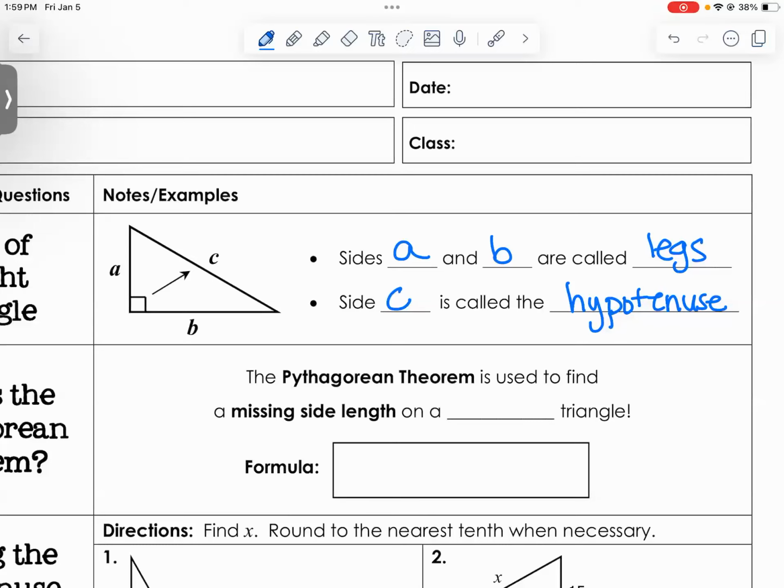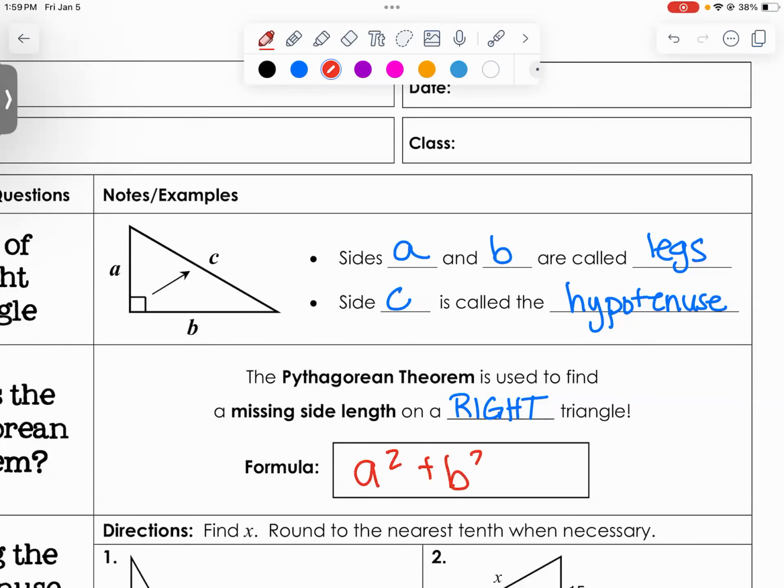Okay, now here's the kicker. What kind of triangle did we have when we did our Starburst activity? We had a right triangle. This can only work with a right triangle. Okay? And like Henry said, 3 squared plus 4 squared equals 5 squared. So the formula that I want you to write down is A squared plus B squared equals C squared.